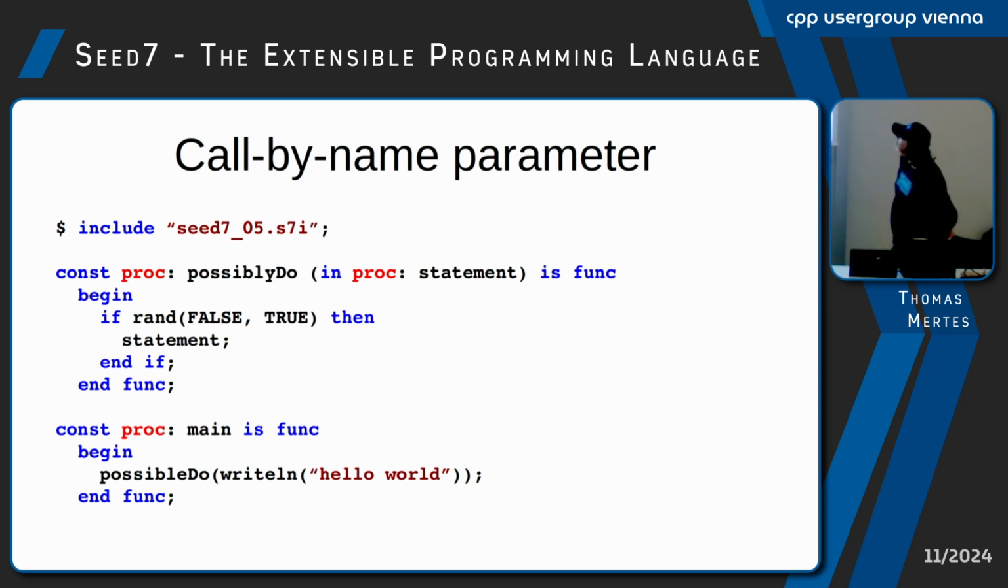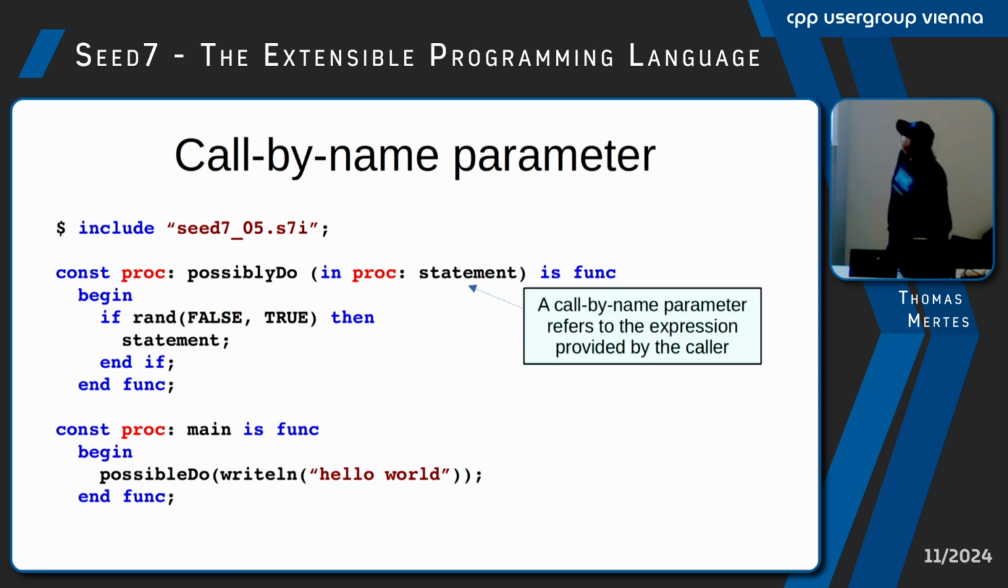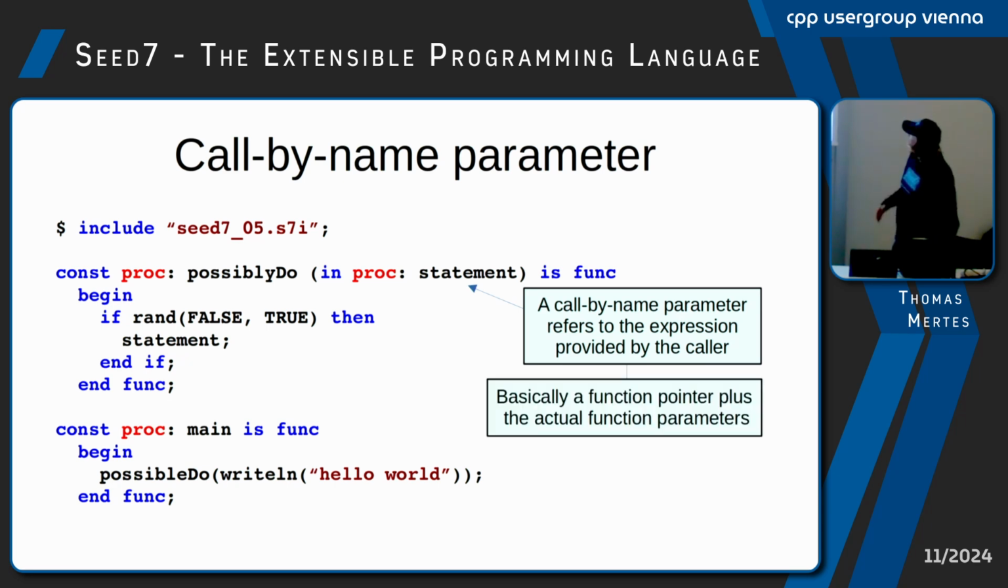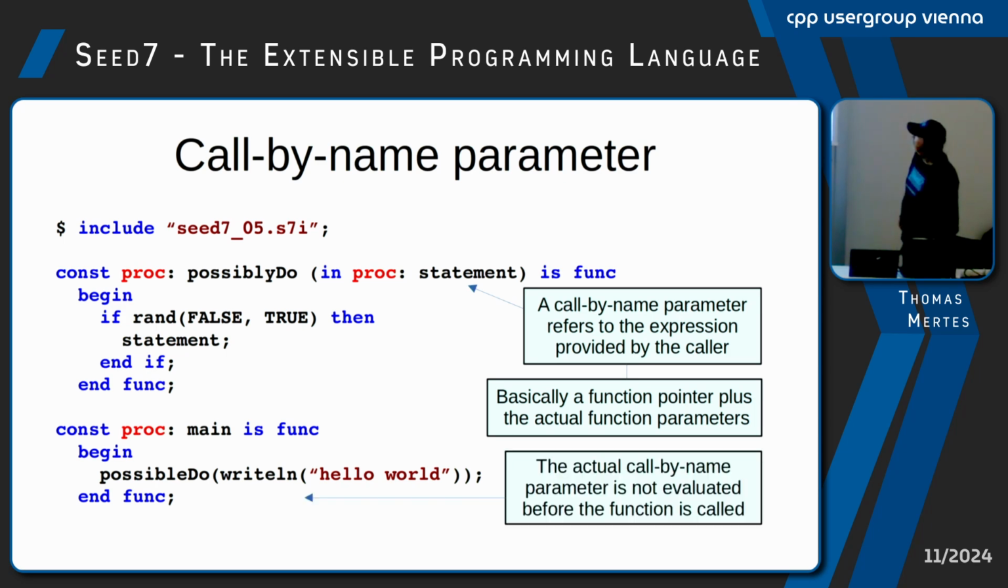Here we have a function with a call by name parameter, a procedure, a statement, and the call by name parameter is referring to an expression. You can think of it like a function pointer plus the parameters for this function. And if we call it, the actual call by name parameter is not evaluated before the function is called.